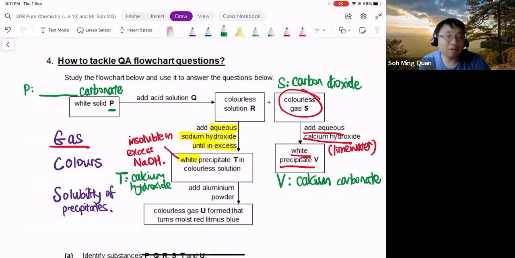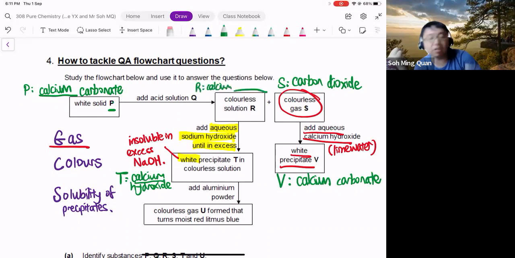So now you realize it's calcium hydroxide. That means R contains calcium 2+. Clearly, this also means that P contains calcium 2+. The metal here is calcium. And R must be calcium something, don't know what. Can be calcium chloride, calcium nitrate, don't know yet. Find out later.